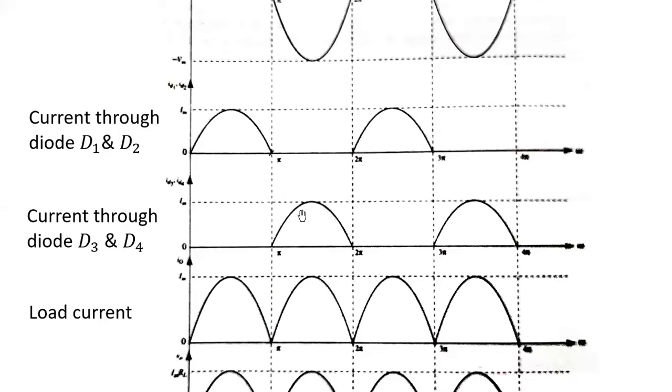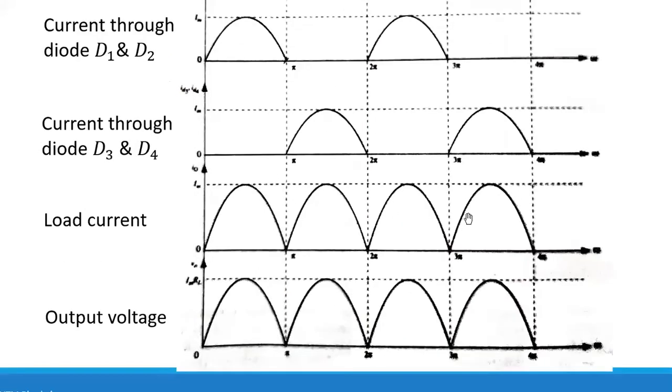Then during negative half cycle, you can see they are conducting with Im sin omega t. Then the load current I naught is due to ID1 and ID2, that is D1 and D2 during positive half cycle. So you get this particular thing here. But during negative half cycle, it is due to diodes D3 and D4. So you get it here, right? So this is my load current.